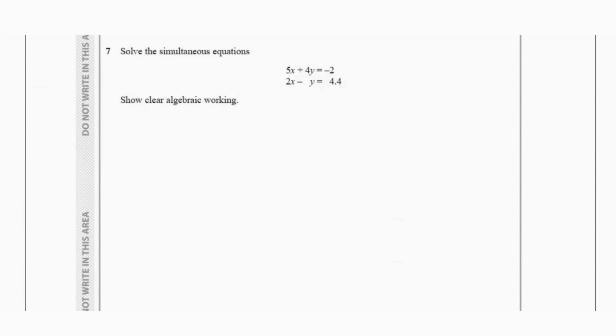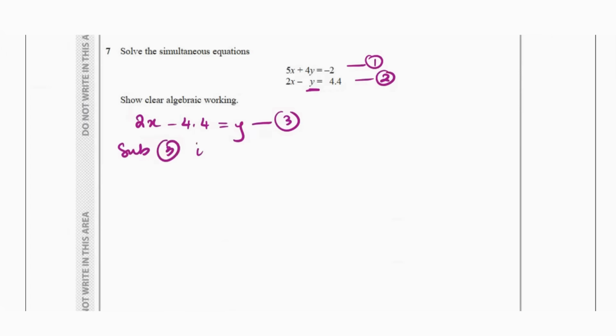For the linear simultaneous equation, you can either use substitution or elimination. Over here, we can use substitution because y has the coefficient of 1. If you make it the subject, we'll have 2x minus 4.4 equals y. This is your third equation, this is the first one, and this is the second one. So you can substitute the third one into the first one to find the value of x and then use that to find the value of y. This is the substitution method.